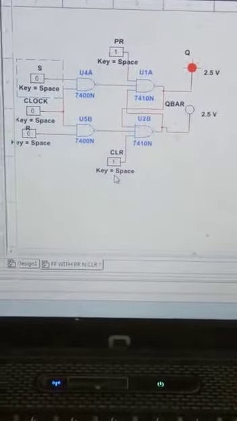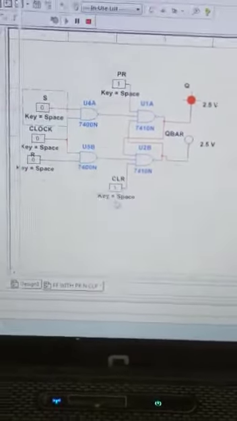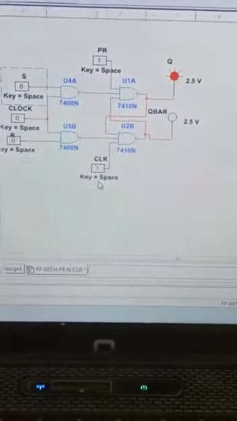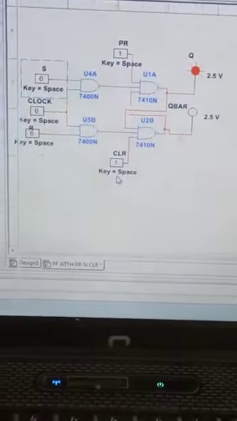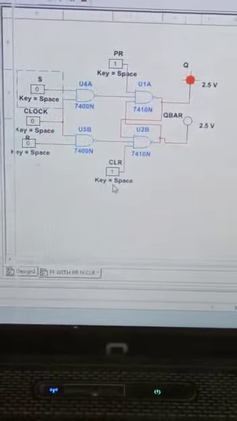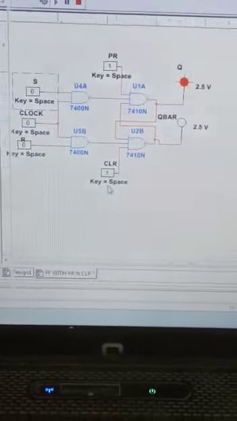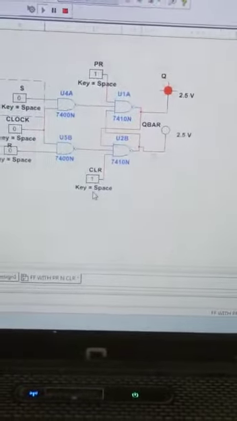Presetting the flip-flop means making the Q 1, and clearing the flip-flop means making the Q 0, and always Q bar is the complement of Q.